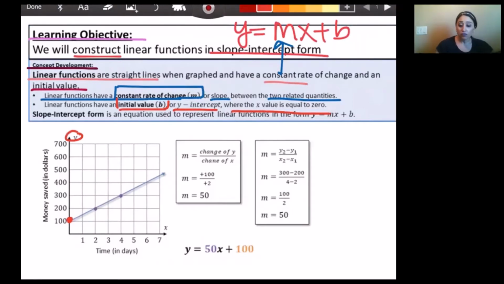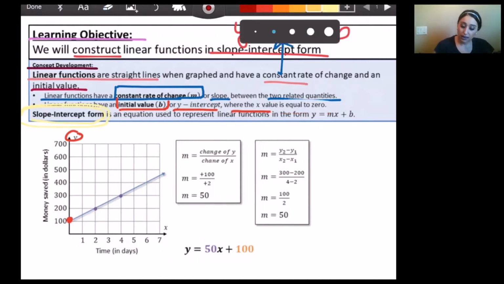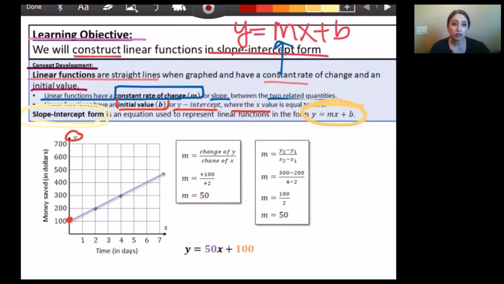Next, slope-intercept form. I'm going to circle that in a bright yellow. Slope-intercept form is known as y equals mx plus b.